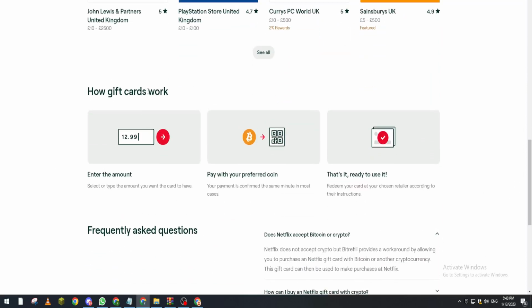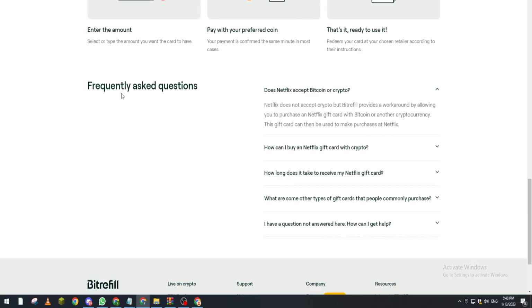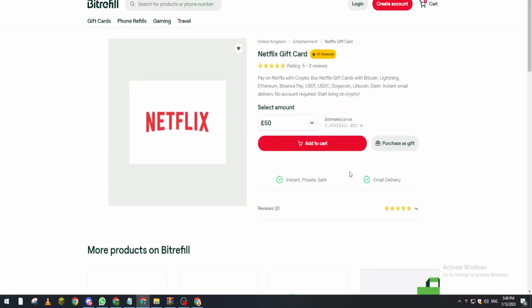And here is how it works exactly. So how gift cards work: enter the amount, pay with your preferred coin, and that's it. Everything will be ready for you to use. Here are some frequently asked questions. If you want to see if you had any questions, just check them out on your own and you will have the answer down below. Of course, they have some 5-star reviews, so yeah, that's really good.